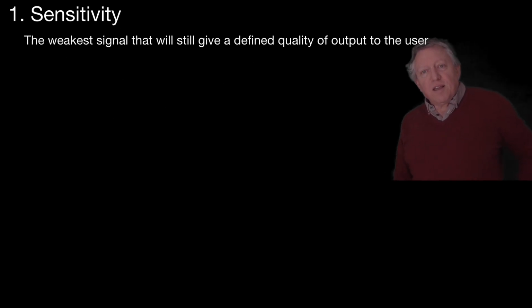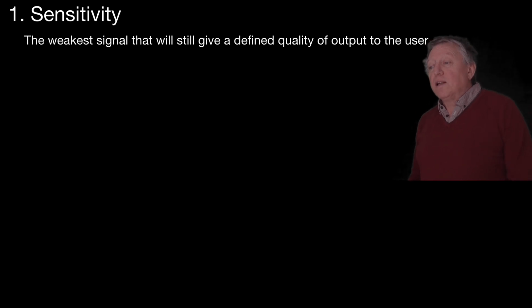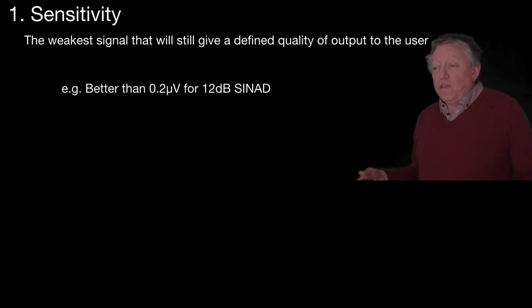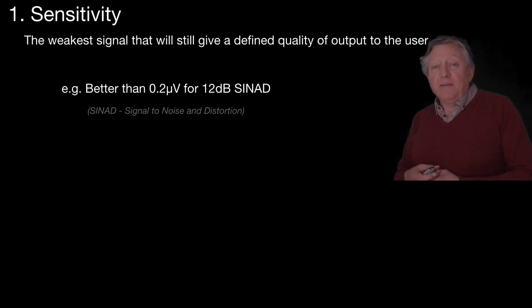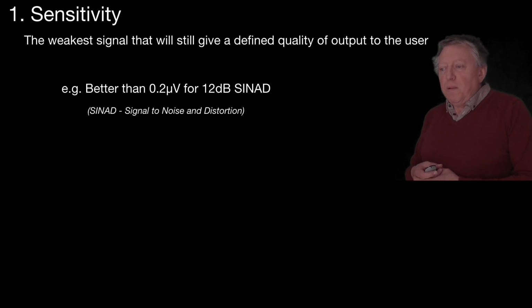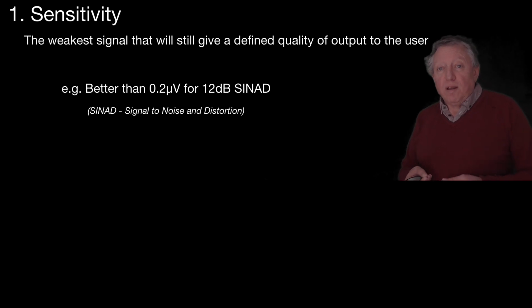So let's look at the first, sensitivity. We define this then as the weakest signal that will still give us a defined quality of output to the user. So we've said an example might be better than 0.2 microvolt for 12 dB SINAD. Now, SINAD means signal to noise and distortion. So that means that the signal to noise is added to any distortion that the receiver may introduce.